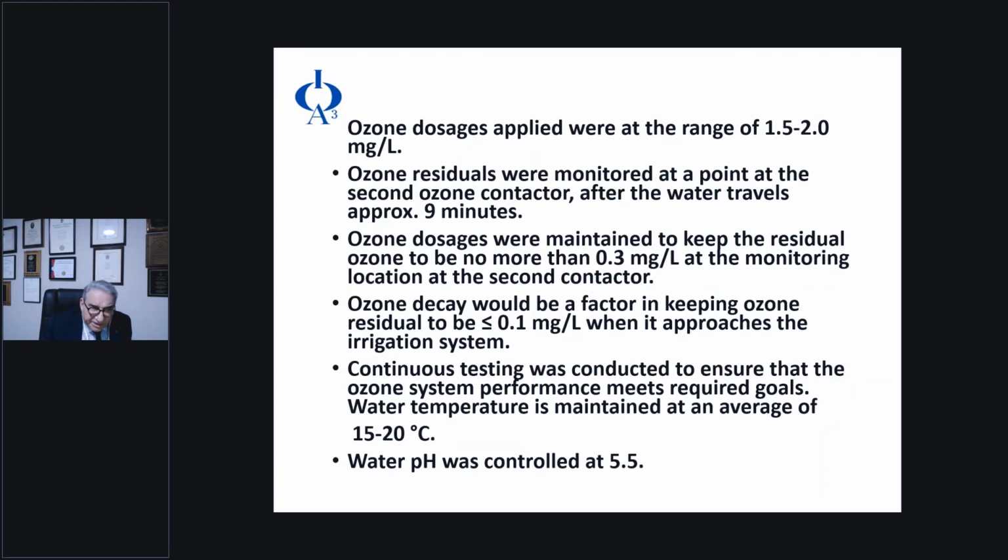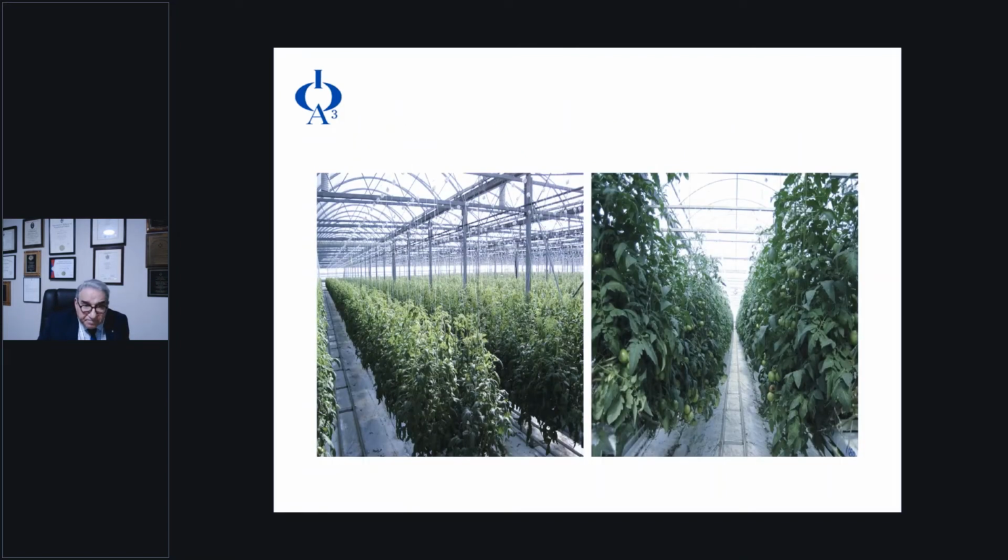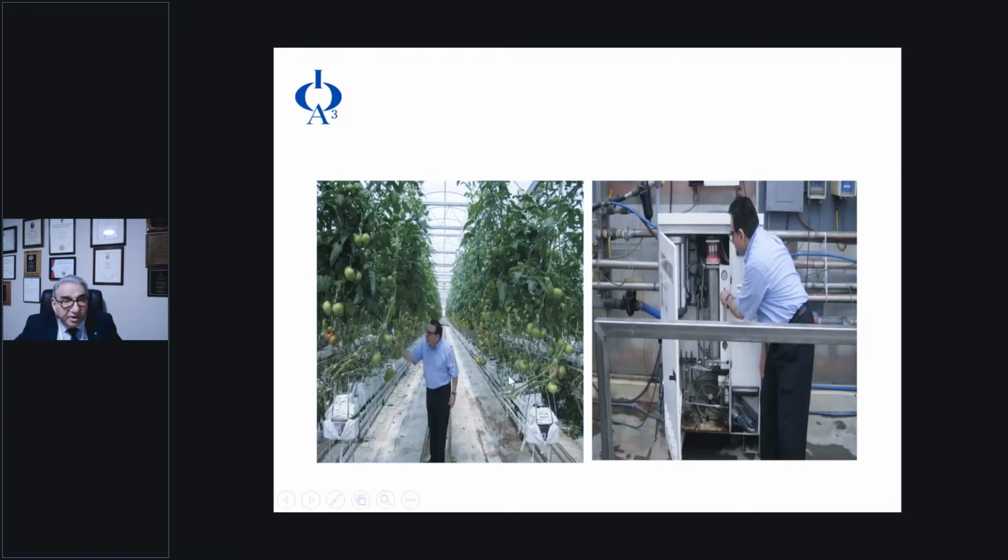Temperature was maintained around 15 to 20 degrees centigrade, pH around 5.5, and you see this is during the application, growth, a healthy system going here. And here we're looking at the tomatoes growing, and we're doing some work on the ozone generator here.